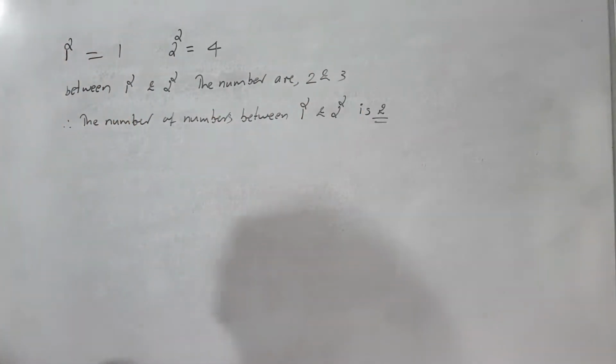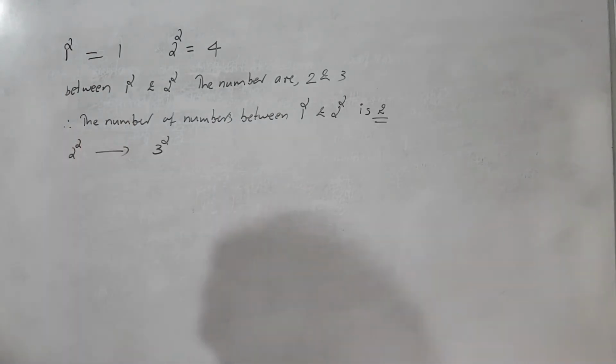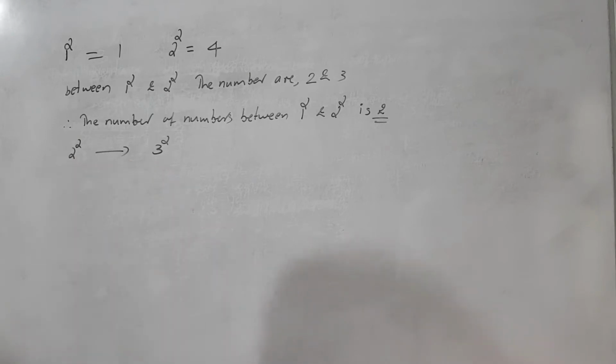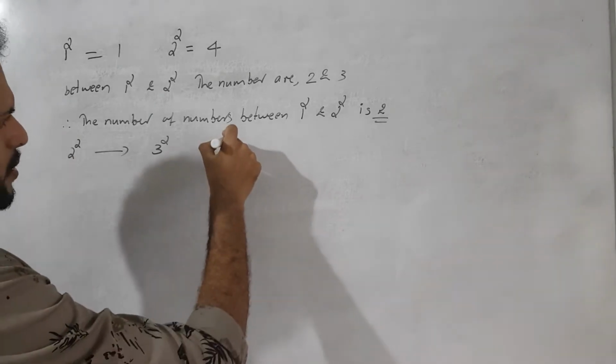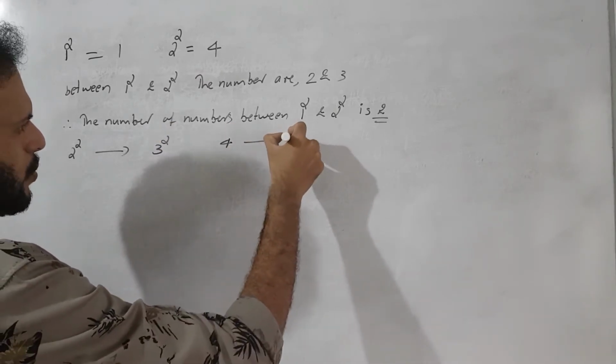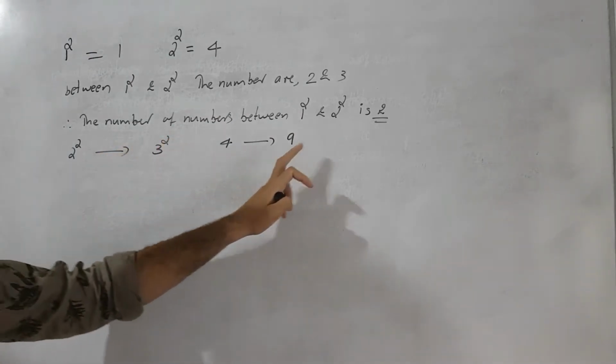Then how many numbers are in between 2 square and 3 square? We just imagine what 2 square is. 2 square is equal to 4. Then what is 3 square? 3 square is equal to 9. Then how many numbers in between 4 and 9?